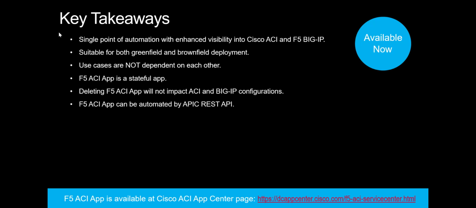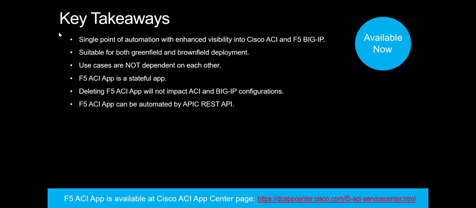As we saw in the demo, it is a stateful app, but I do want to emphasize that deleting the F5 ACI app will not impact any of your ACI or your big IP configurations. This app is sitting purely in the control plane. It does not affect the data that is flowing through your fabric. So you can delete or you can add this app as and when needed.